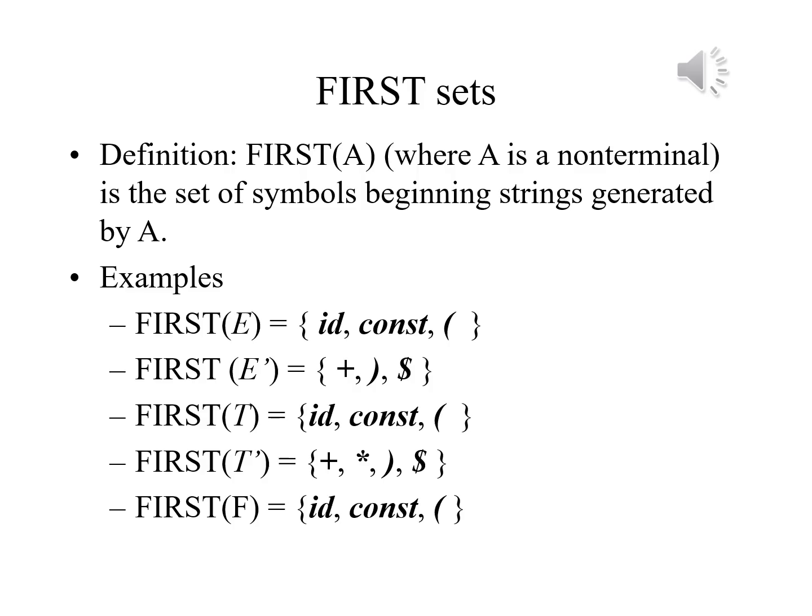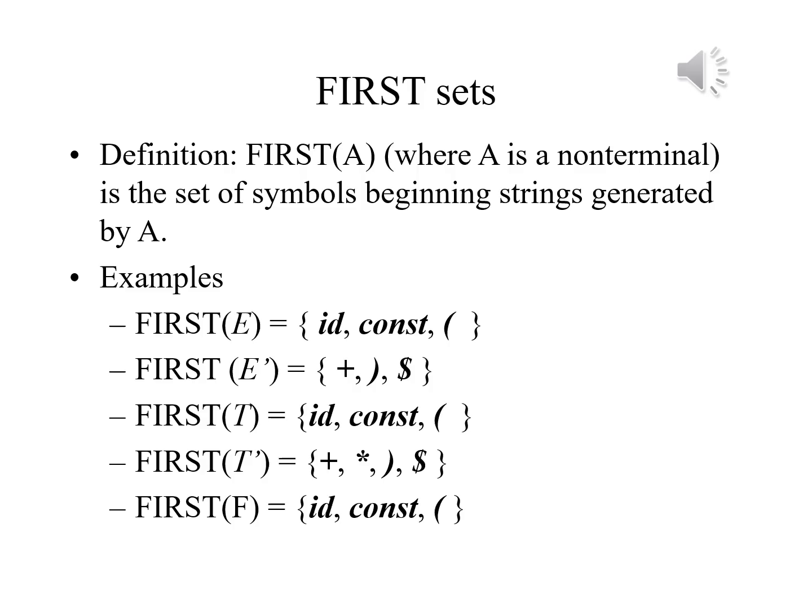The plus sign marks the beginning of the rest of the expression if there is more to the expression. If there isn't, what we'll see is a close parenthesis that follows the expression in parentheses, or the end of file marker at the end of the entire expression. The first of T, similarly, and the first of F will also be identifier, constant, or open parenthesis, because these two will all begin with one of the three.